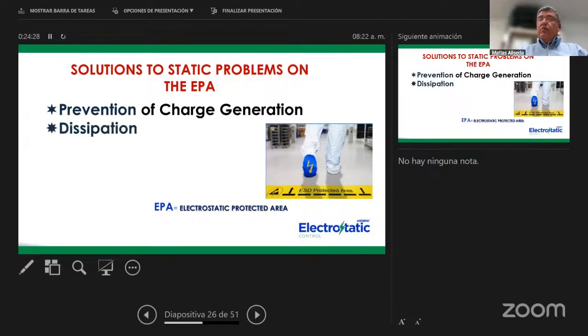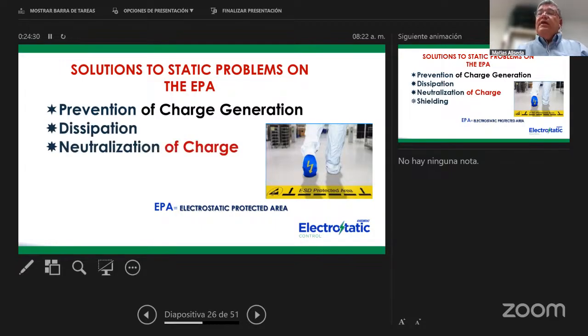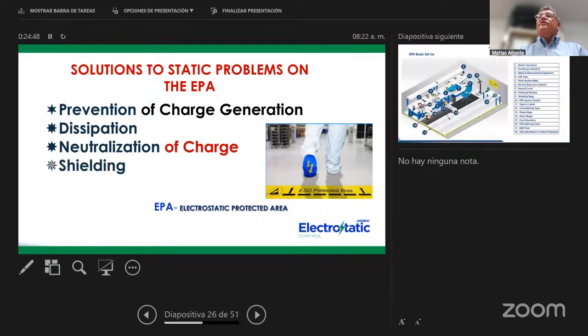So what we have to do is dissipation. That is one of the ESD terms, very very important. What if we cannot prevent the charge or dissipate the charge? We have to neutralize the charge. But what if we cannot do any of these three things? We have to use shielding. We have to move it around to different parts of the production area, or move to another country or whatever. We have to shield the sensitive device.